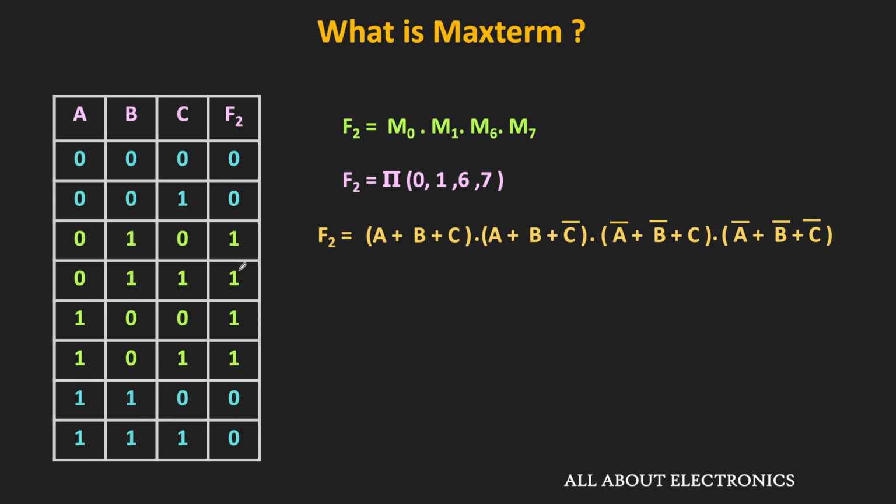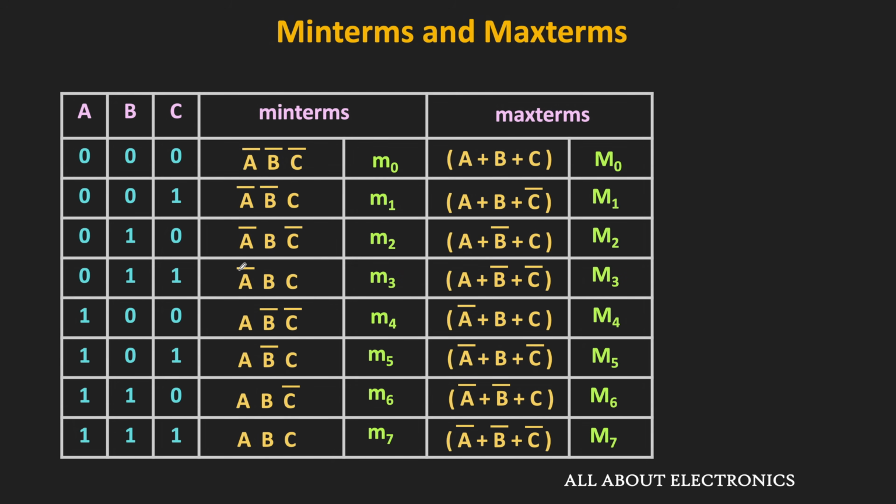Alright, so for the three inputs A, B and C, here are the corresponding min terms and the max terms. If we see any max term, then its output is equal to 0 only for the specific input combination. For example, this a plus b plus c is equal to 0 when all the inputs a, b and c are 0. Likewise, this a bar plus b bar plus c bar is 0 when all the inputs a, b and c are 1. Moreover, if you observe, then each min term is the complement of the corresponding max term.